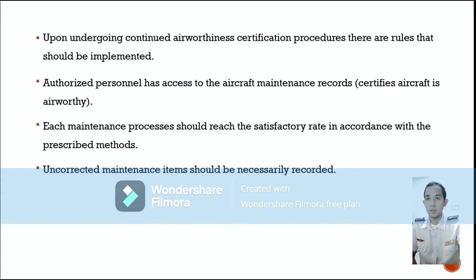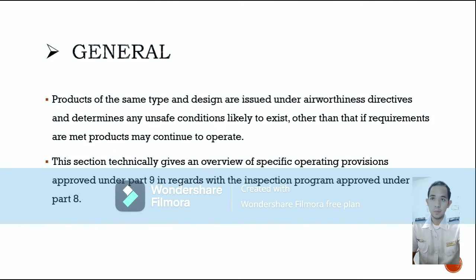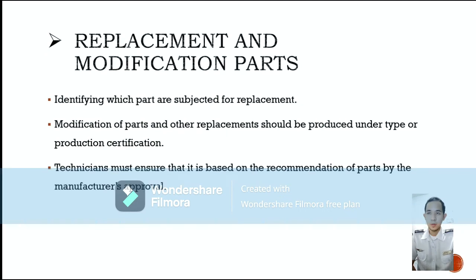Each maintenance process should reach a satisfactory rate in accordance with the prescribed method. Basically, every maintenance procedure should always meet the minimum standard requirements for every task. It is also necessary to record uncorrected maintenance items that will be submitted to the supervisor or the authorities. In general, Part 5 gives us an overview of how unsafe conditions are likely to exist, and there are requirements for every product for replacement or repair that should be met in order for them to be fully operated.